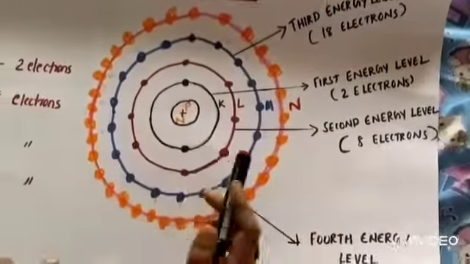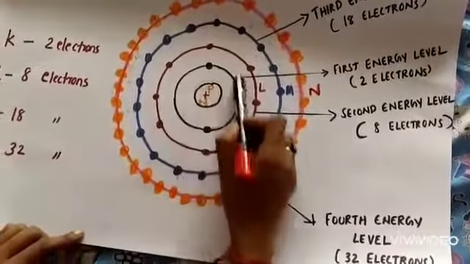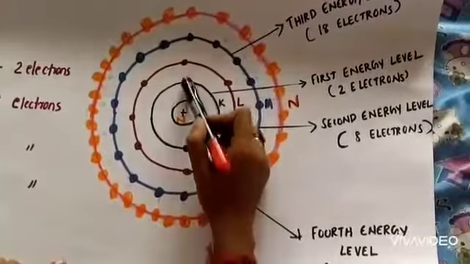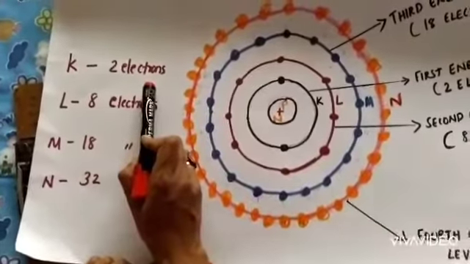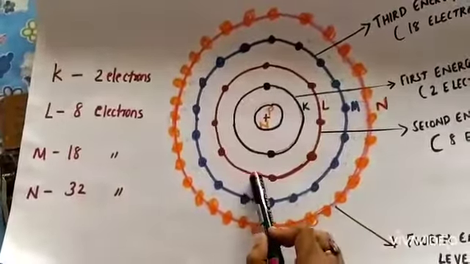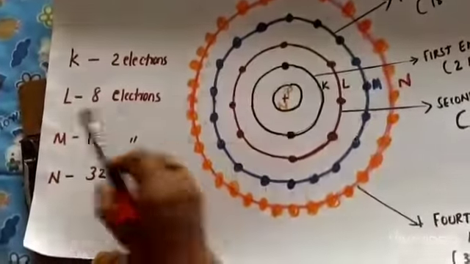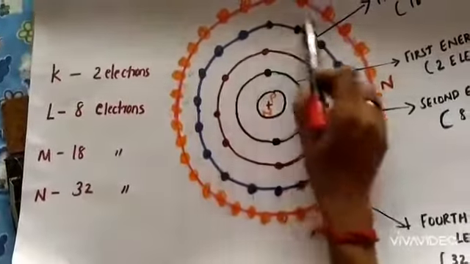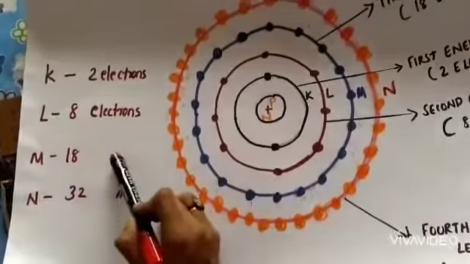Now let us have a look at the number of electrons accommodated in each shell. If you take the first shell, you can see how many electrons are here? Yes, 2 electrons. So the K shell can accommodate 2 electrons. Next, you can see the second circle around the nucleus. It is the L shell. How many electrons are present in the L shell? The L shell can accommodate 8 electrons. And the third one is the M shell. The M shell can accommodate 18 electrons.